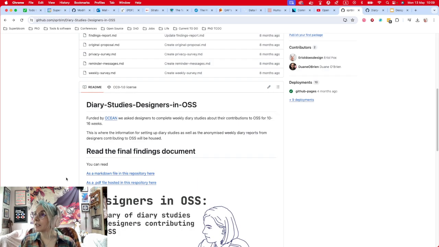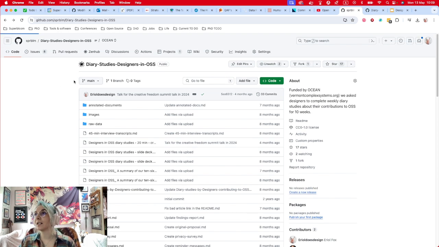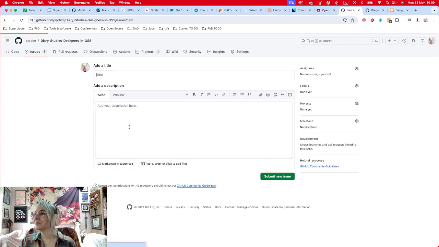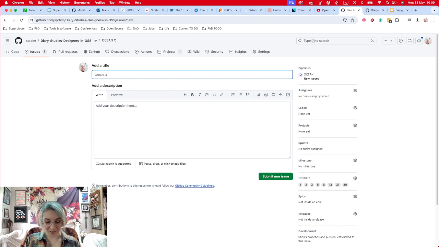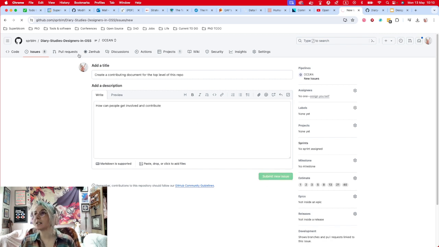As far as a contributing file, did I actually create a contributing.md? I haven't. That's probably something that I should look at doing. Actually, let's just open an issue while we're here, to create a contributing document for the top level of this repo. How can people get involved and contribute? Because there are ways that a lot of people can contribute to this.